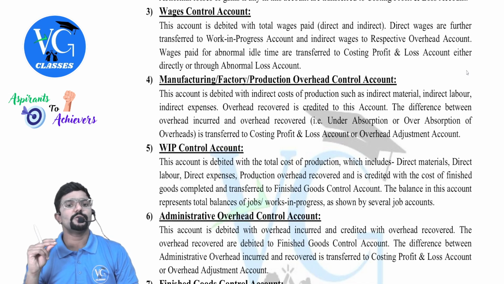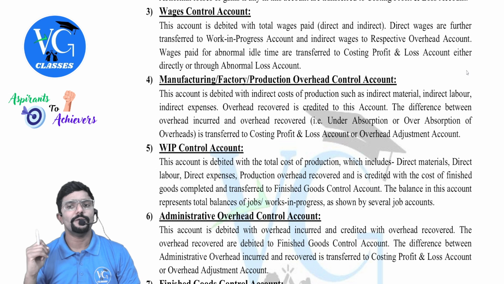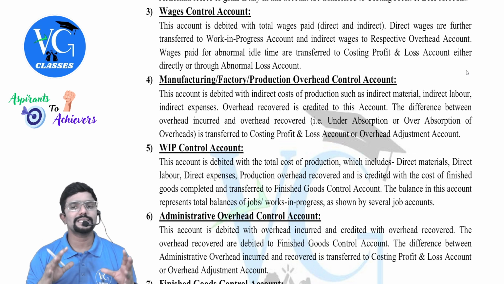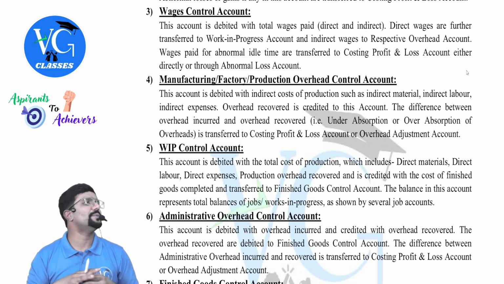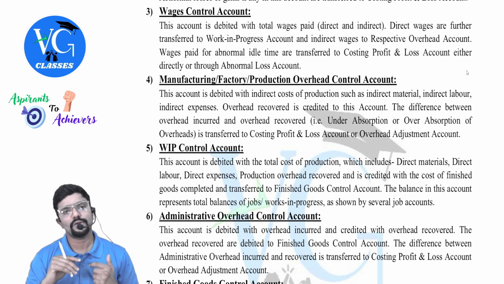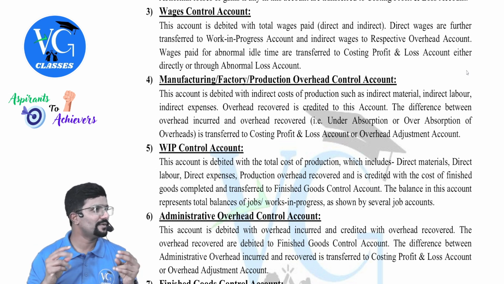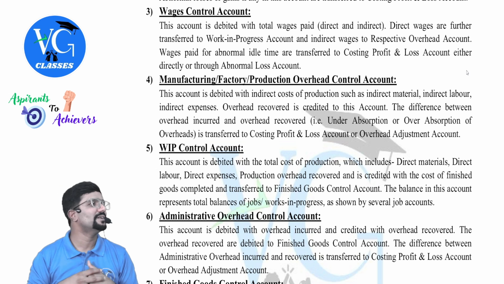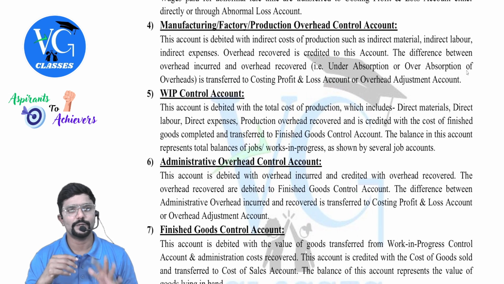Direct wages are further transferred to what? Work in progress, on the credit side. We will send it to WIP. And indirect wages to respective overhead account. Wages paid for abnormal idle time are transferred to costing profit and loss account. Either directly, or we can prepare a separate abnormal loss account. Better transfer it straight away. Because sometimes we can separately prepare an abnormal loss account, transfer any abnormal loss to it, and from there transfer the balance to costing P&L. Unnecessarily one extra account.